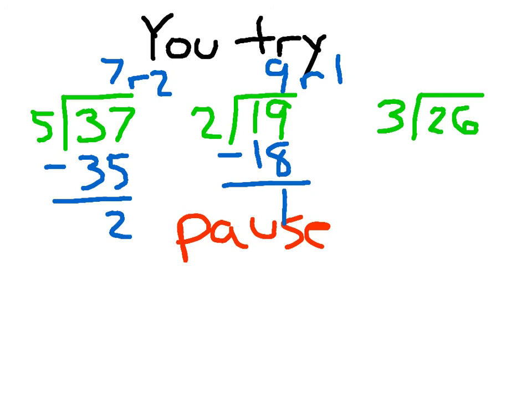For that last problem, 3 can't go into 2. 3 can go into 26 8 times, because 8 times 3 is 24, and 26 minus 24 is 2. That remainder is 2. Again, remember to line up those digits properly. And that's division for you.